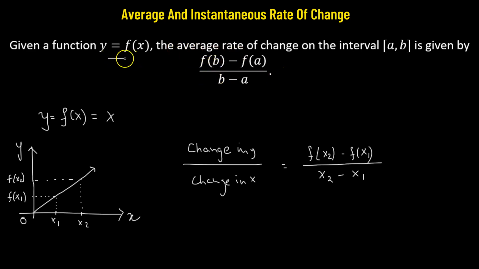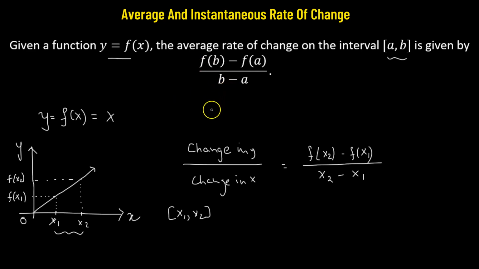So here, let's say we have a function given by y equals f of x. This is a more generalized function. And let's say we are talking only about this particular interval a, b. In our example, we considered the interval x1, x2. So this is our interval. Now, the average rate of change is given by the value of the function calculated at the endpoints. We subtract them and divide by the difference in the interval. So this is how we can determine the average rate of change of any function.